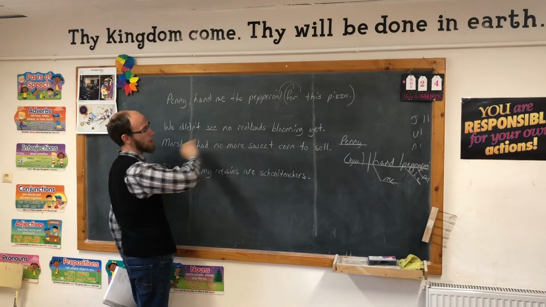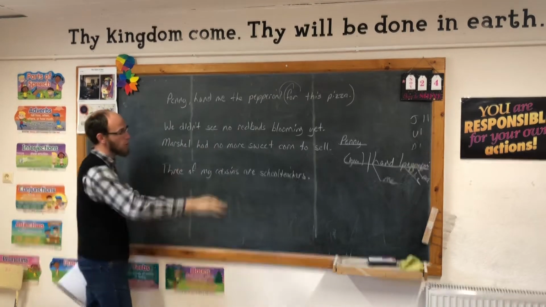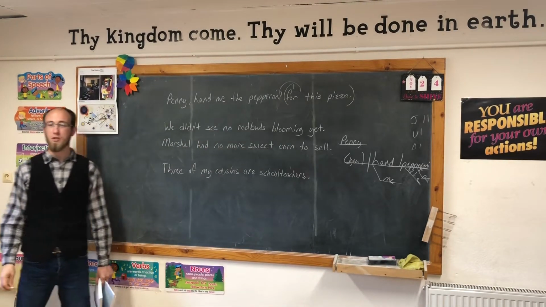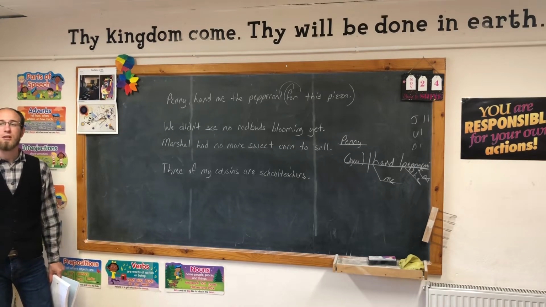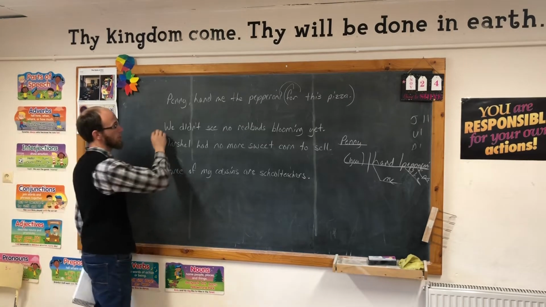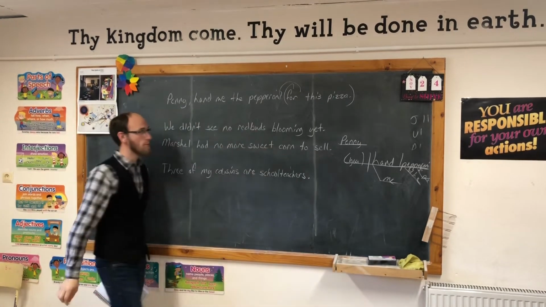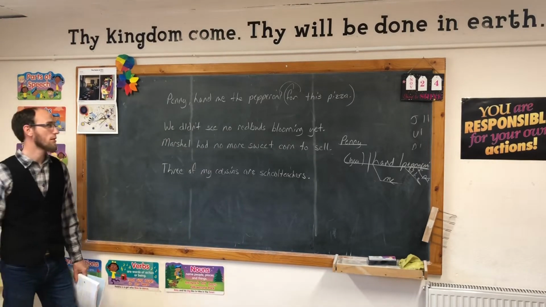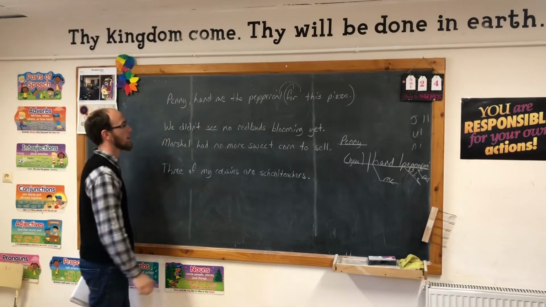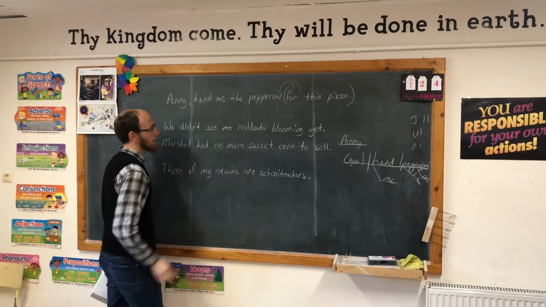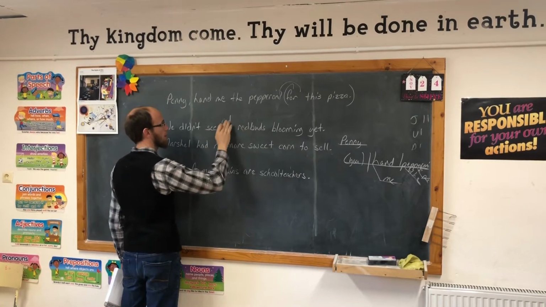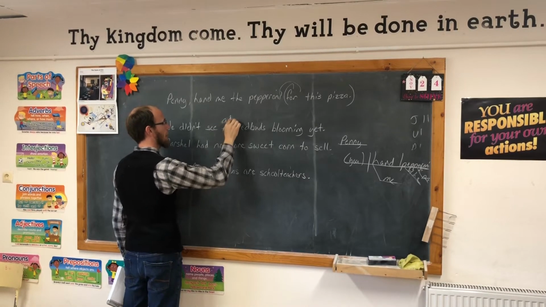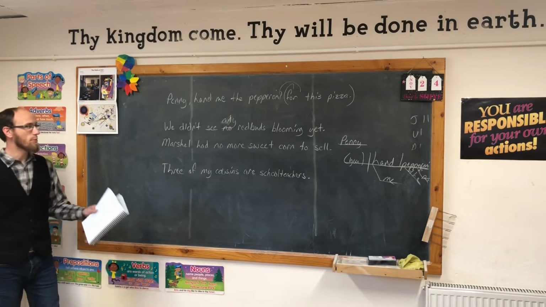Okay, looking at these next sentences. We didn't see no red buds blooming yet. Marshall had no more sweet corn to sell. Which one is incorrect? We didn't see no red buds blooming yet. Good. How could we correct it? We didn't see red buds blooming yet. Good. Just take out the no. Or we could also put in any. We didn't see any red buds blooming yet.